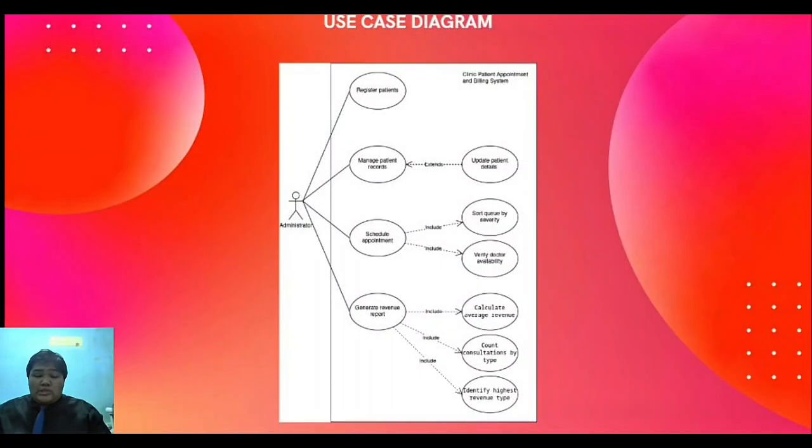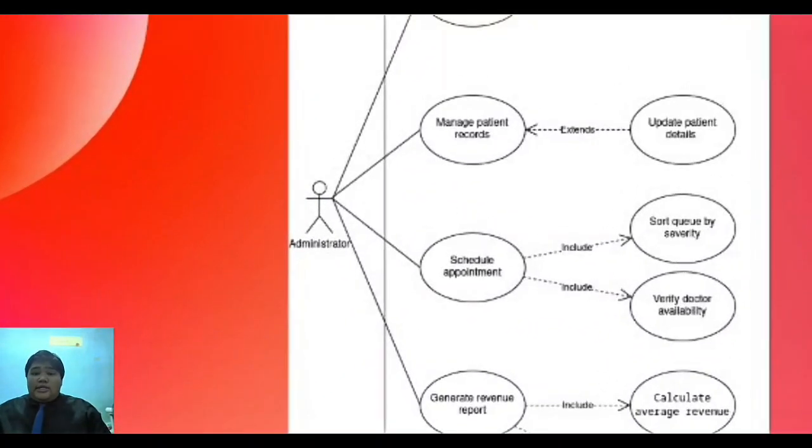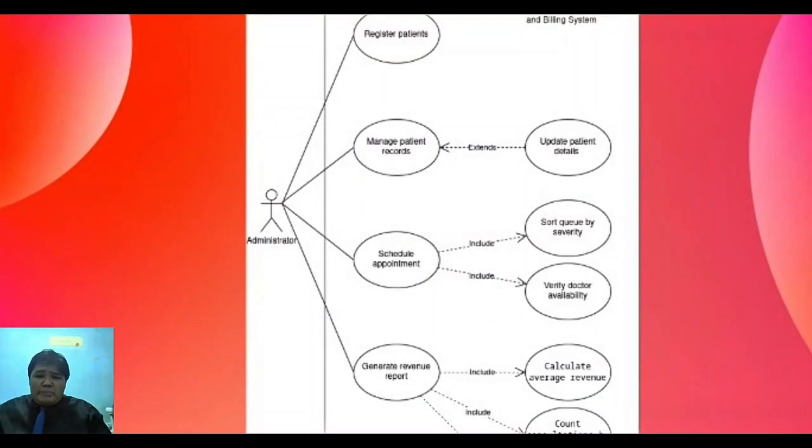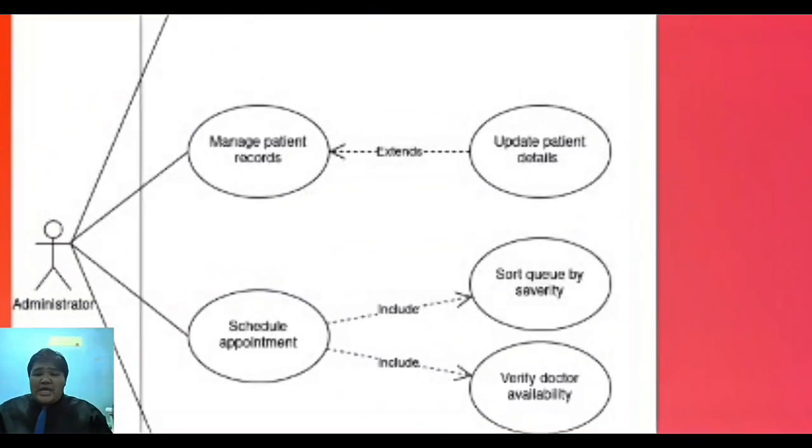Now let's see our use case diagram. Our only actor is the clinic administrator. The administrator can do key operations like register patient, manage patient record, schedule appointment, and generate a revenue report. We also include a special relationship here, which is update patient detail has the extend line to manage patient record. This means the extend line is here because editing only happens when needed.